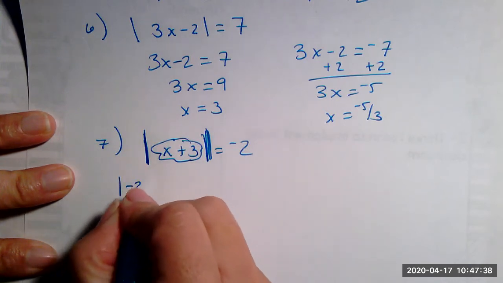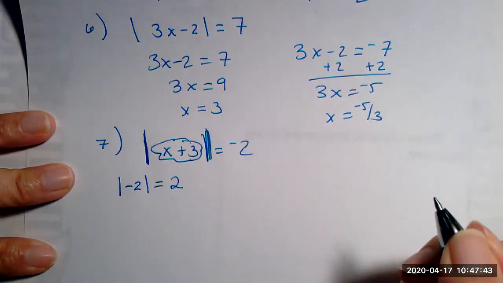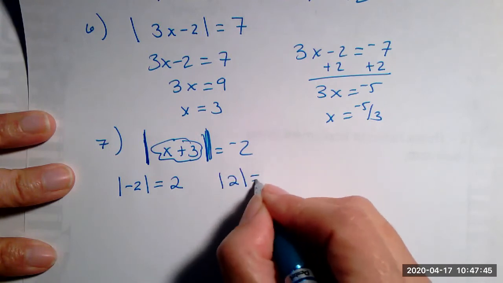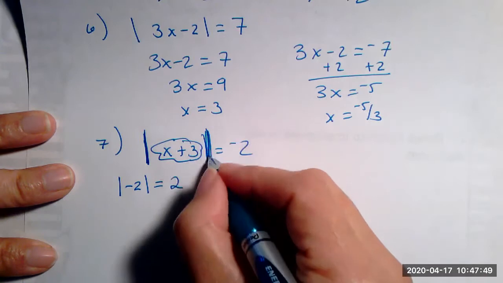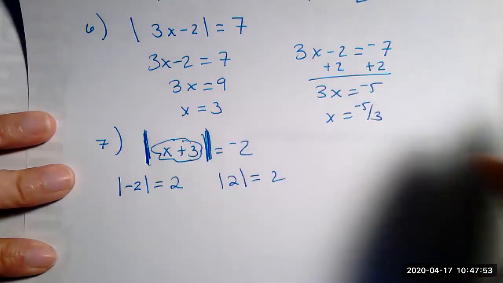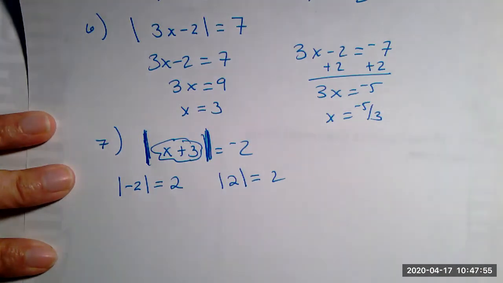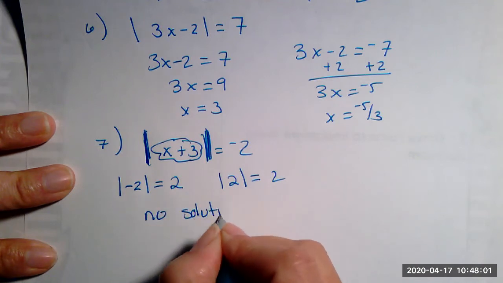Well, if you said negative 2, that won't work because the absolute value of negative 2 is 2. In fact, the absolute value of 2 is 2, so that won't work either. So by definition, an absolute value takes the positive value of that. Therefore, there's nothing that's going to work. All right, so this one would be no solution.